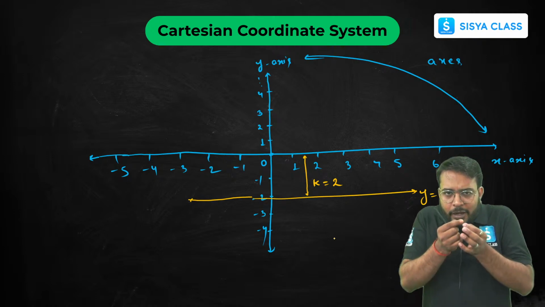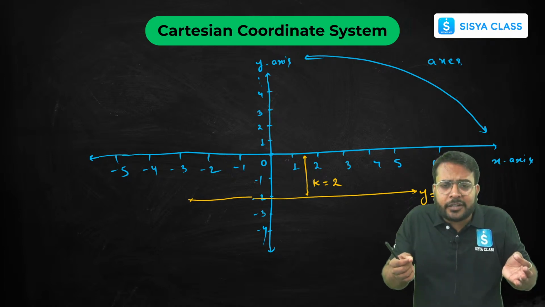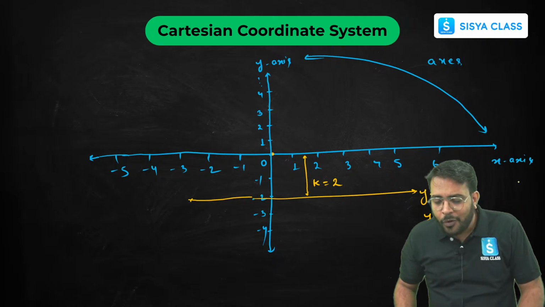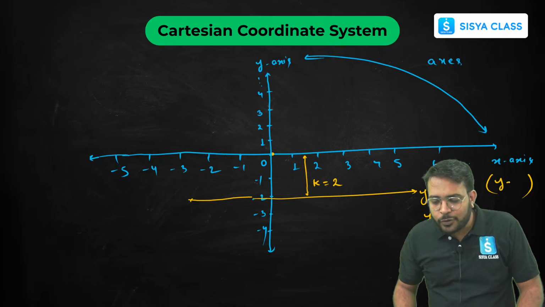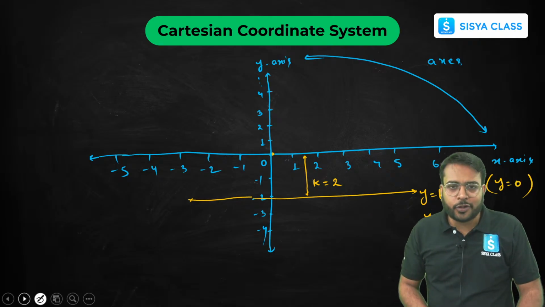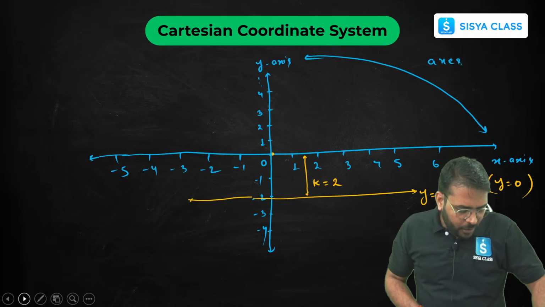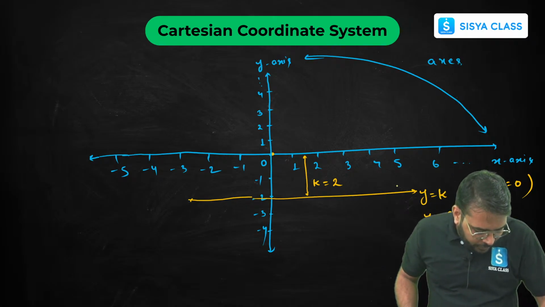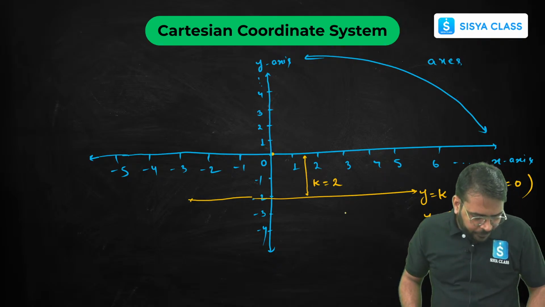In the same way, what is the distance of the x-axis from the y-axis? On the x-axis we have y equal to 0, and that's why we also call the x-axis the y is equal to 0 line. Understood my point? If someone asks what the equation of the line for the x-axis is, it is going to be y is equal to 0. Got it?